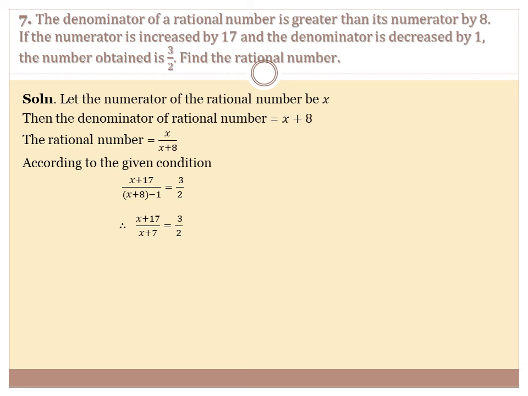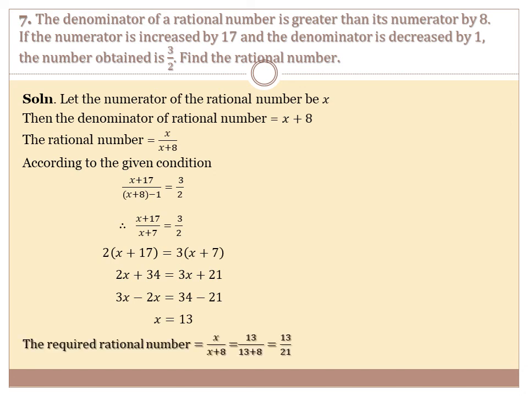This also contains LHS and RHS having single fractions. In such cases, we can cross multiply. 2 into (x + 17) is equal to 3 into (x + 7). By opening the bracket, we will get 2 into x, 2x, plus 2 into 17, 34, is equal to 3 into x, 3x, plus 3 into 7, 21. By solving, you will get x as 13.